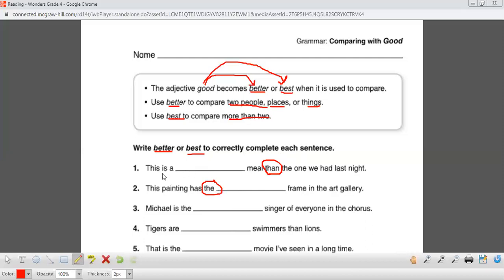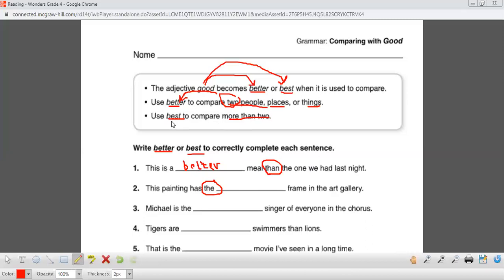Let us see it. This is a better meal than the one we had last night. Because I'm comparing two things, this meal to the one we had last night, I'm using better. So for a comparison between two things, we use better. But when I compare more than two things, I will be using best.